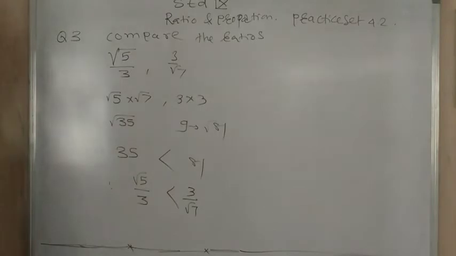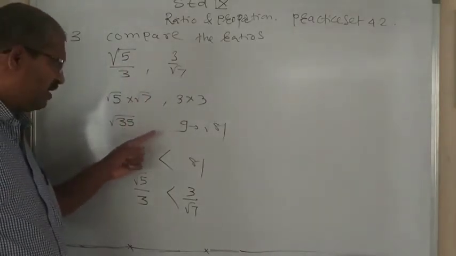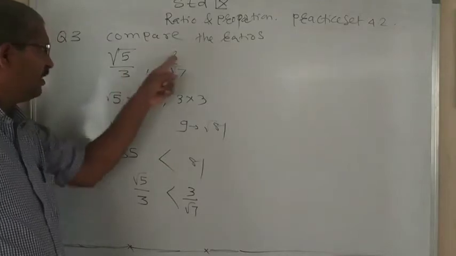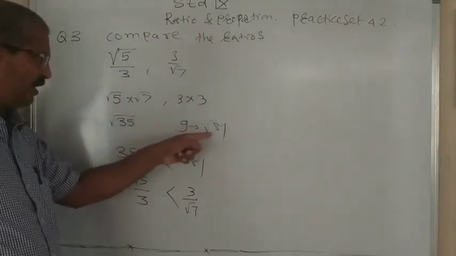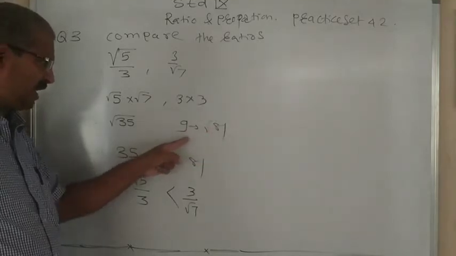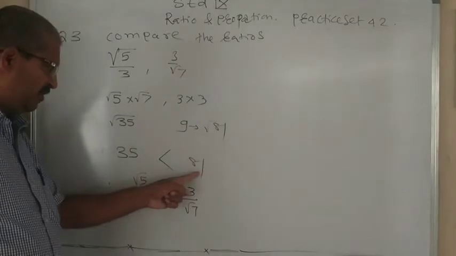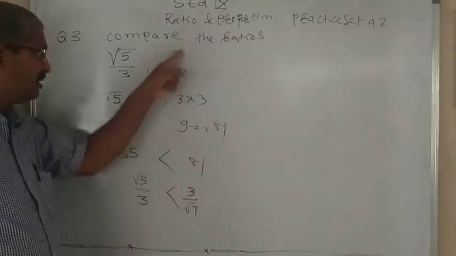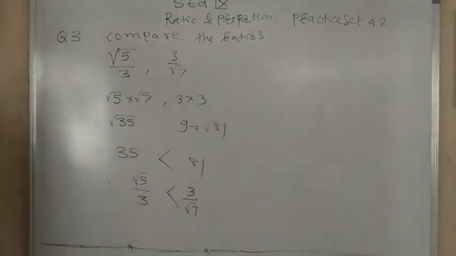What I did is, first cross multiplication: here it is root 35, and here 3 into 3, 9. 9 is taken in the square form as root 81. Square root of 81 means 9. This is in root, this is also in root. 81 is greater than 35, which means 3 upon root 7 is greater. In a similar way, now we will solve the second question.